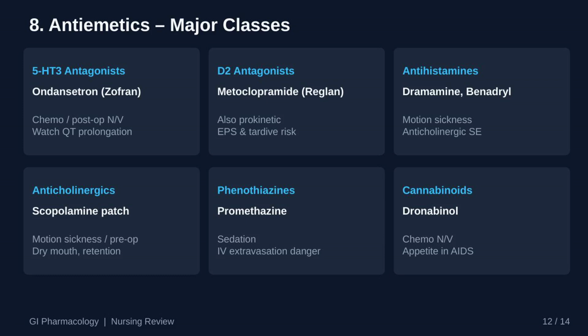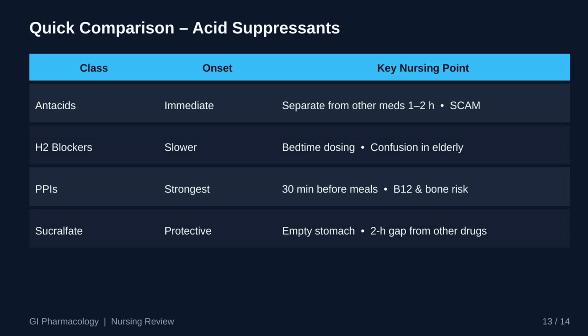Quick comparison of acid suppressants: antacids act immediately and must be separated from other drugs. H2 blockers are best at bedtime and can cause confusion in the elderly. PPIs are the strongest, taken before meals, with long-term risks of B12 deficiency and bone loss. Sucralfate requires an empty stomach and a 2-hour gap from other medications.